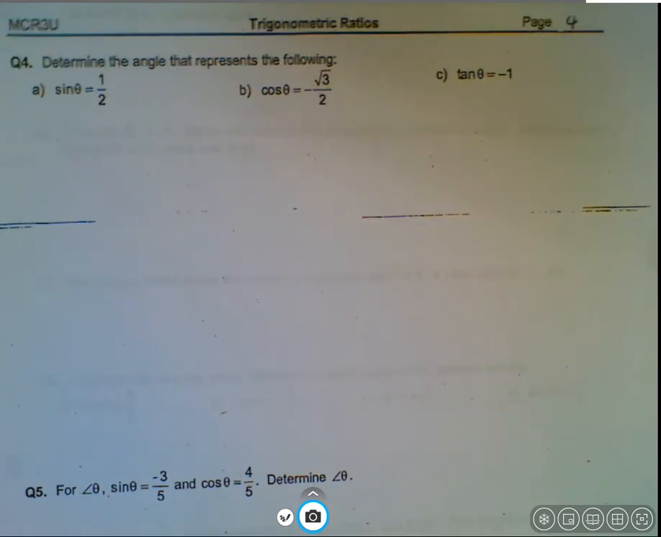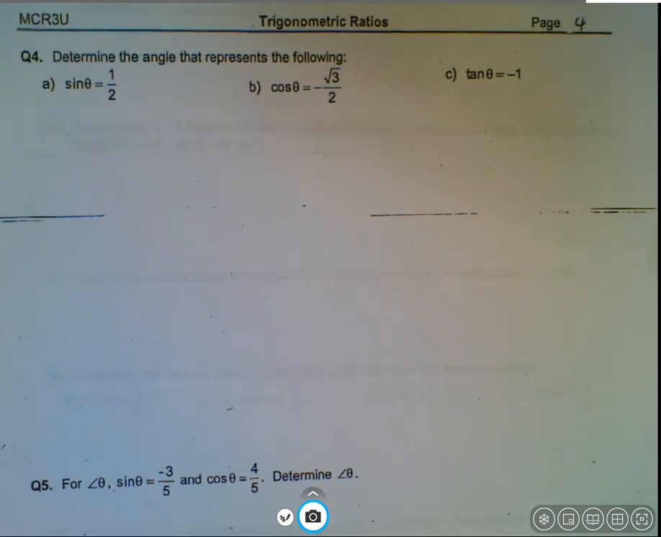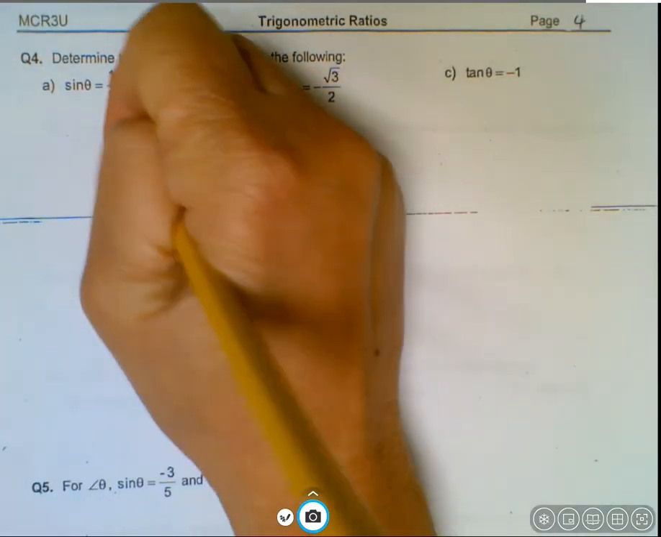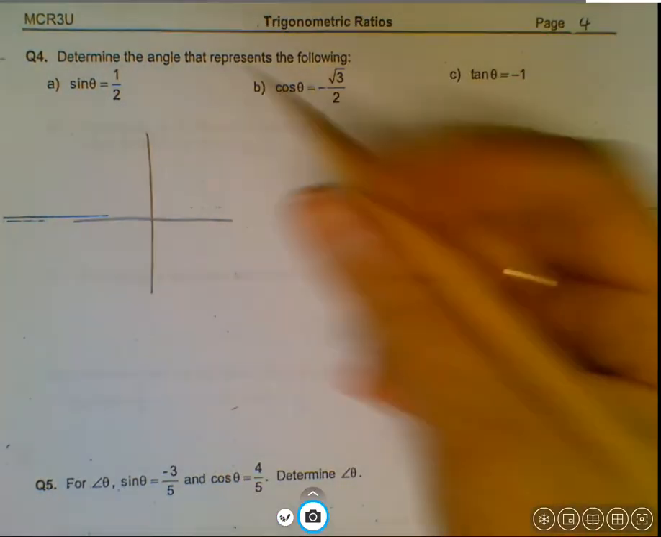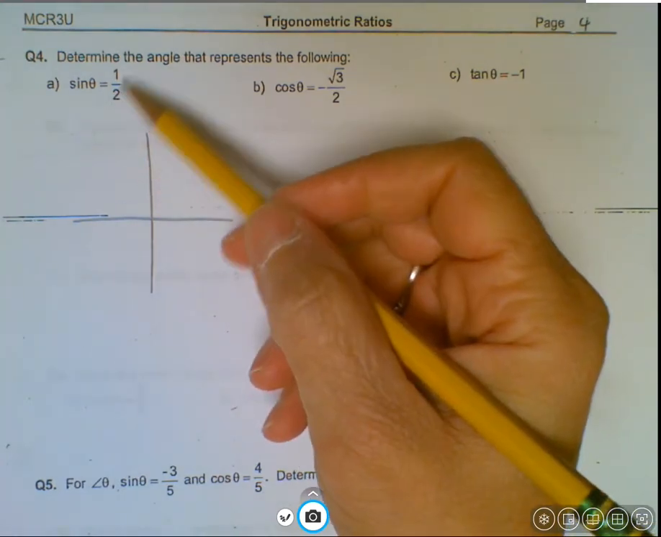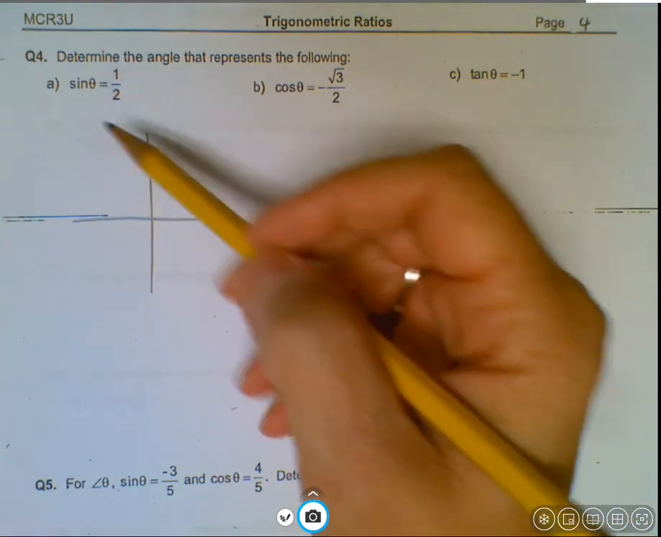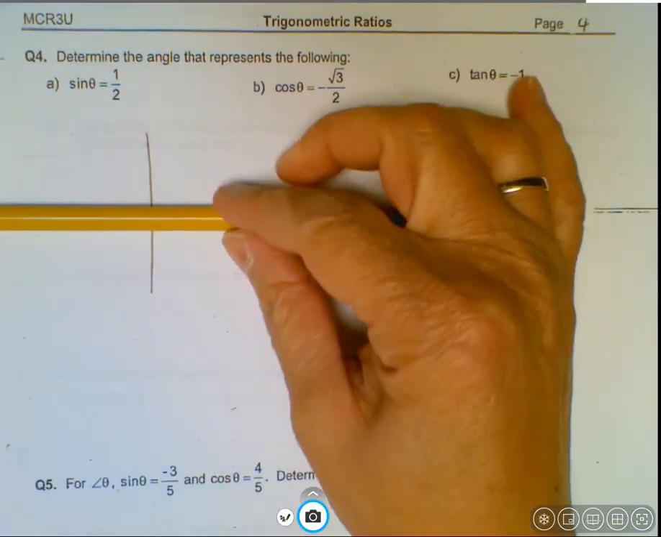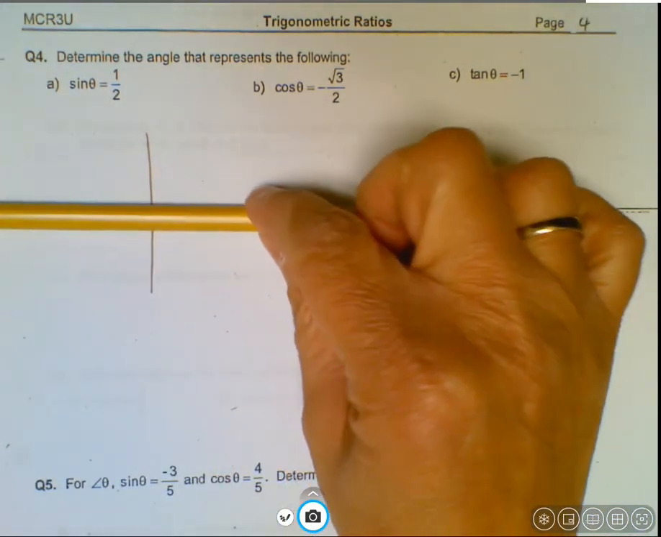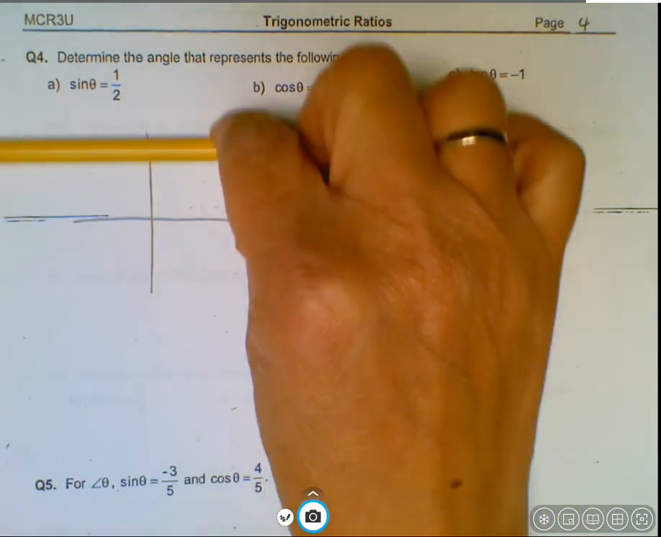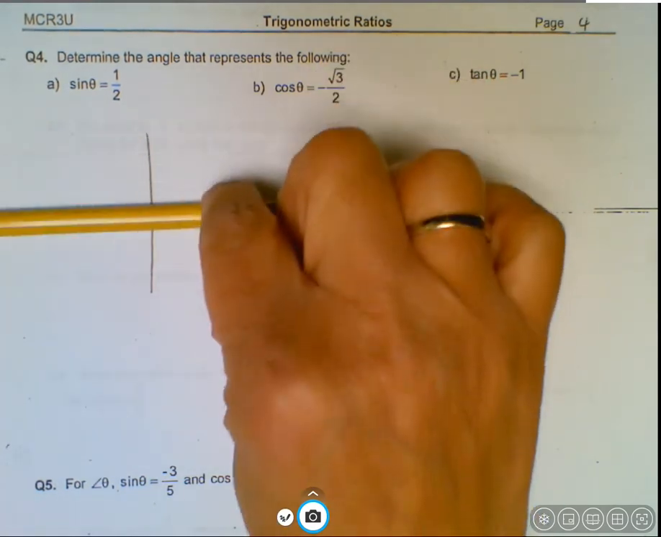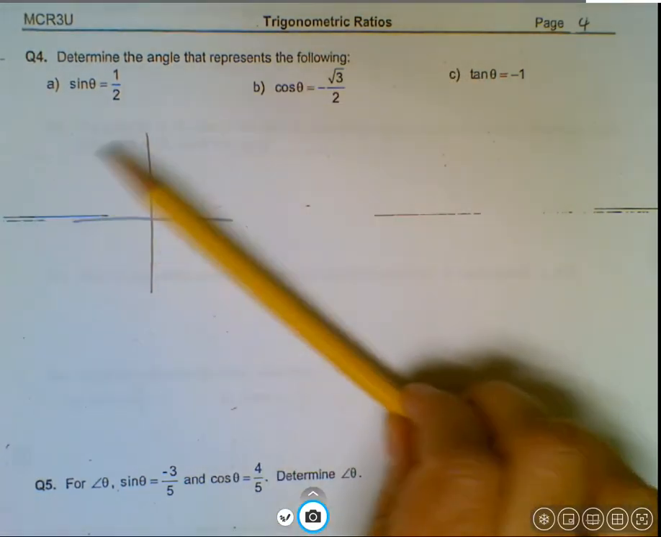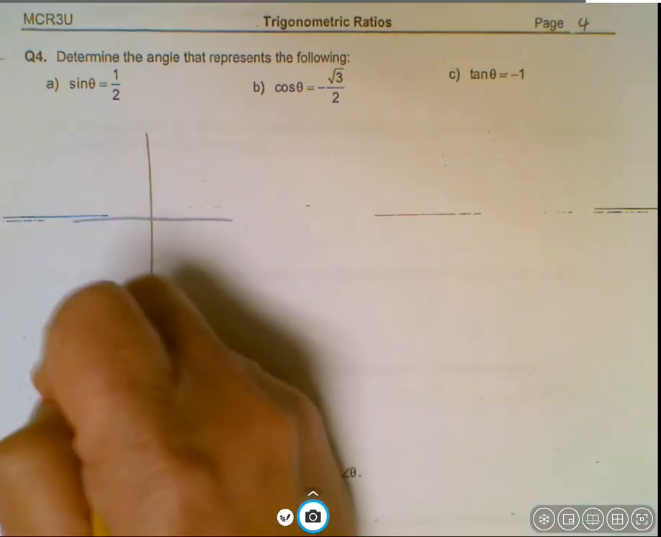All right, so here we go. Sine theta is 1/2. So determine the angle. Now we have to determine the angle. We still don't have a calculator, right? So sine theta is 1/2. I'm going to try and draw this. Where would sine theta be positive? So try to remember, what is sine? Sine is opposite over hypotenuse, and the opposite is the standing up side. It's the up and down side. So where would that be positive? That would be positive in quadrant 1 and in quadrant 2.